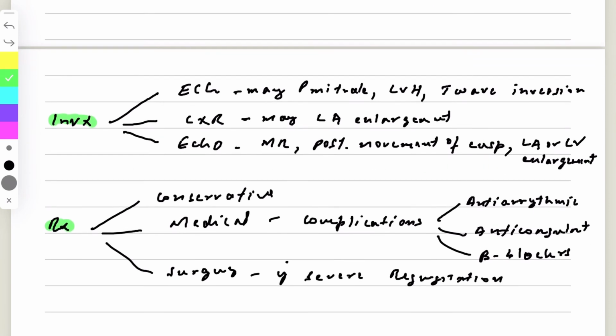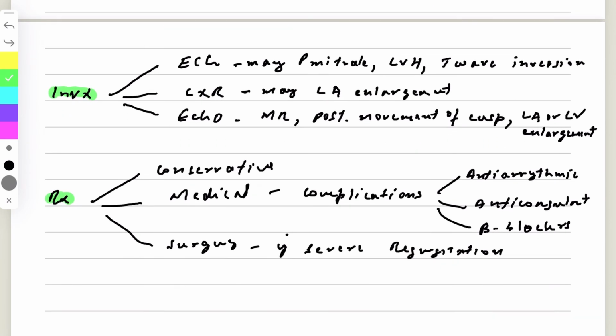So what about the treatment? Well, treatment is conservative. If the patient is asymptomatic and it's just an incidental finding, we just observe the patient. Then we can divide the treatment into two groups, medical or surgical. Medical treatment is mainly for the complications. If the patient has any arrhythmias, then we give antiarrhythmics. If the patient has arrhythmias like atrial fibrillation, we may need to anticoagulate the patient. And for the palpitations, we can prescribe some beta blockers.